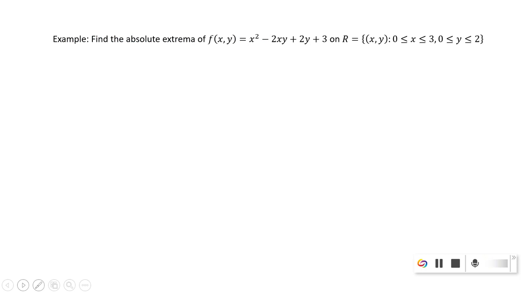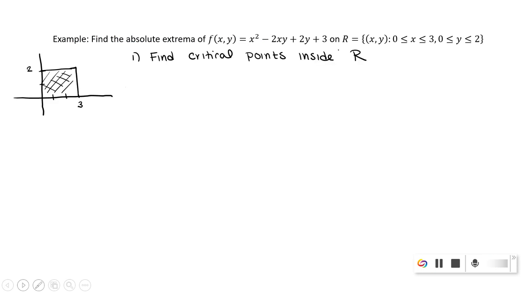I want to find the absolute max and min of the function f of x y equals x squared minus 2xy plus 2y plus 3, and I have it defined on the region where x values are between 0 and 3, and the y values are between 0 and 2. So I have drawn on the screen the region we're talking about. The y values go from 0 to 2, the x values go from 0 to 3. So I'm talking about that rectangular region, that closed rectangular region. So the first thing I have to do is figure out, are there any critical points inside of this region?